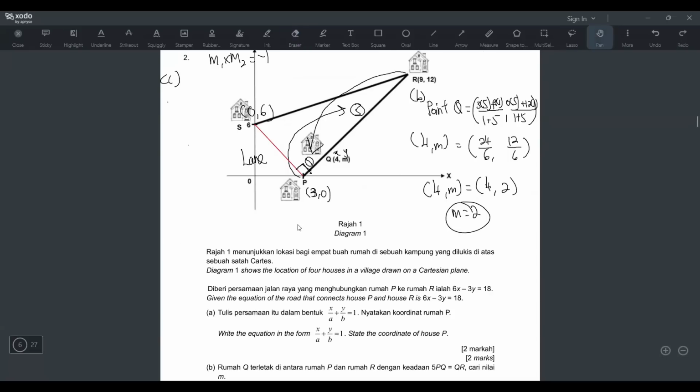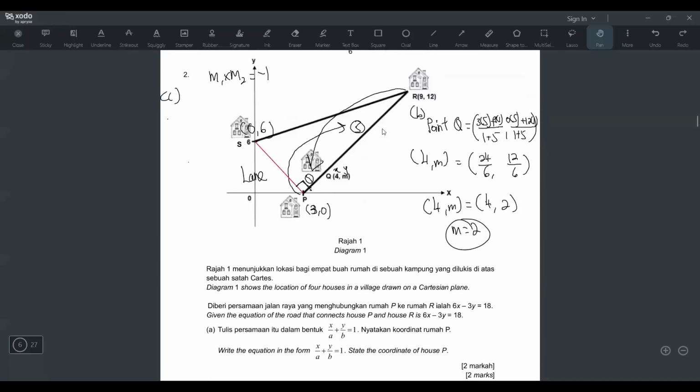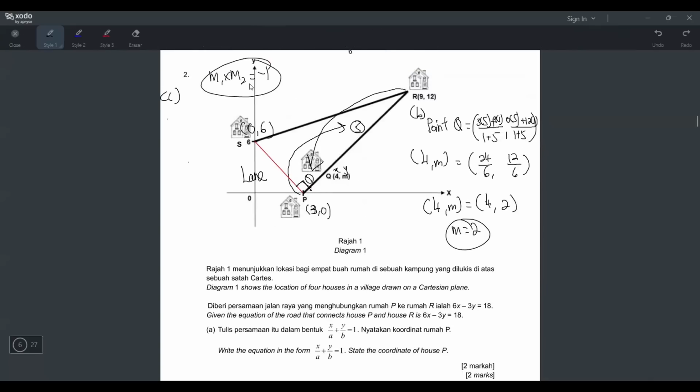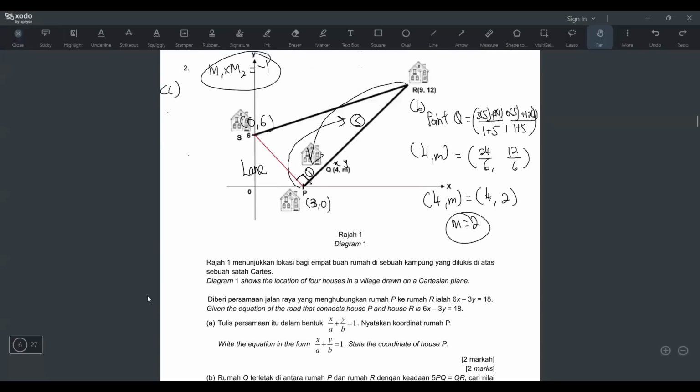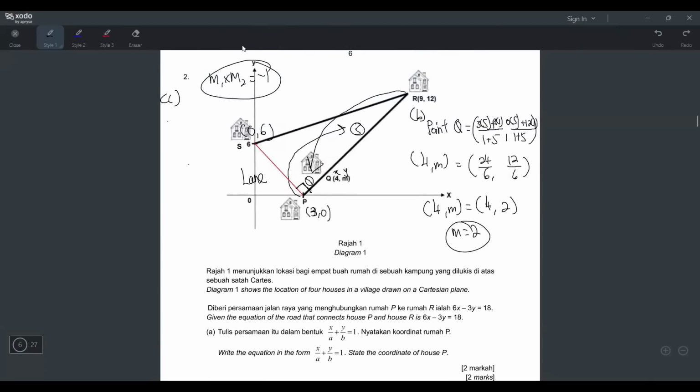What I think the person who made this question wants is for us to find the gradient of PQR and then use this formula. Otherwise, why would they mention the word perpendicular? The only reason is because they want me to use this formula. So I'm just going to follow my intuition here. I'll find the gradient of PQR first.